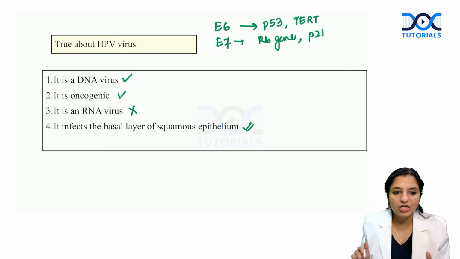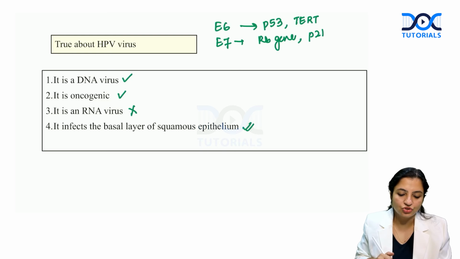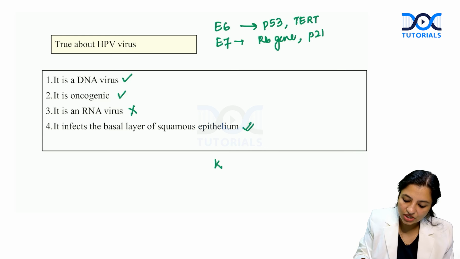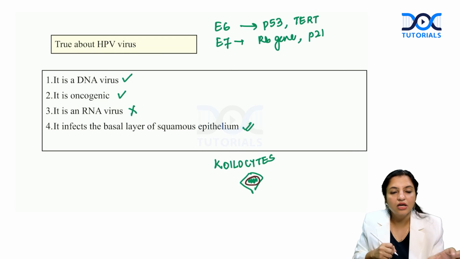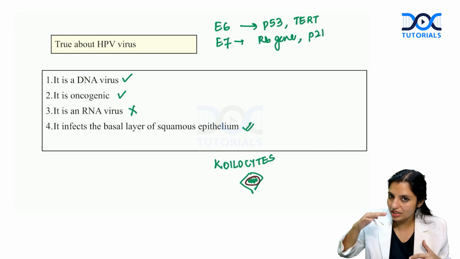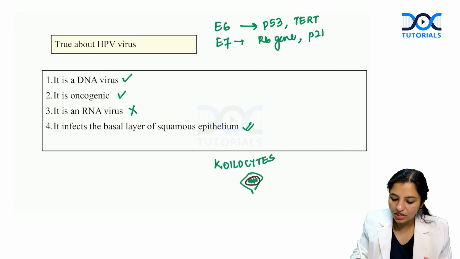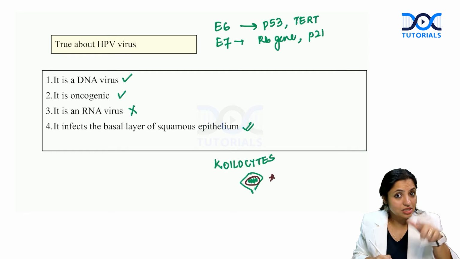So that's very, very typical of your HPV virus also. You should remember that the cells which are infected by HPV are koilocytes. Koilocytes are typical squamous cells which have a raisinoid nucleus and a perinuclear halo. So that's very, very typical of koilocytes. Remember that.